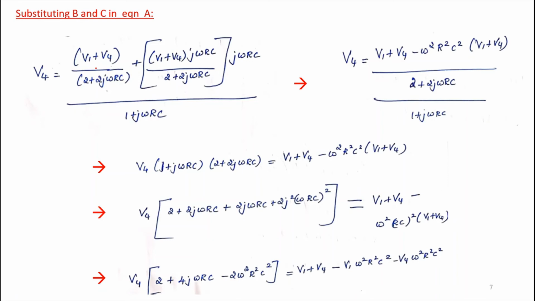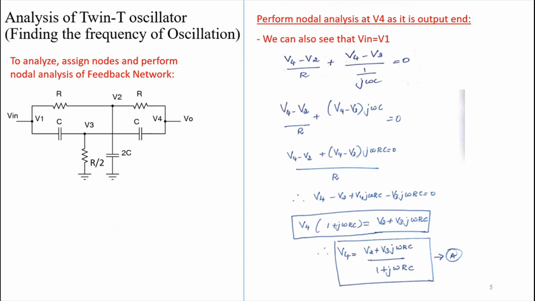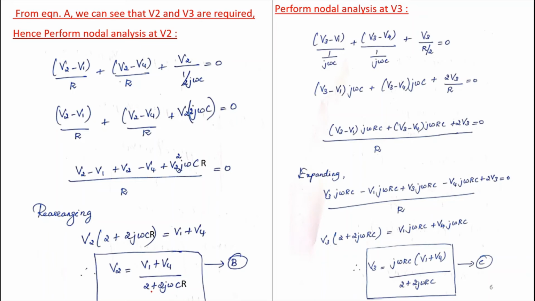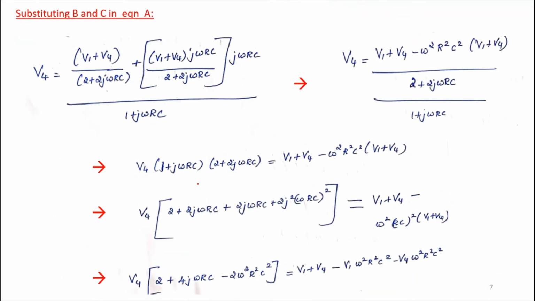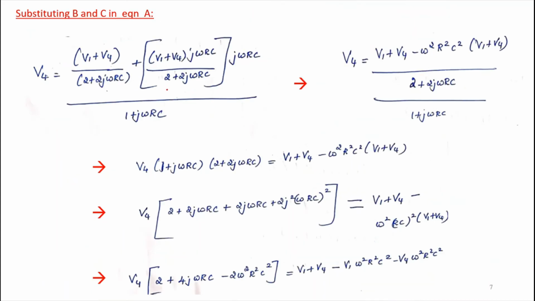So V4 is equal to, if you take this equation, that is V2, the value of V2 is V1 plus V4 divided by 2 plus 2j omega RC. And this is the value of V3 that you've got. So the V3 value is j omega RC, V1 plus V4 divided by 2 plus 2j omega RC. And this is the value that was there in equation A itself, that is j omega RC divided by 1 plus j omega RC. So just substitute B and C in equation A.